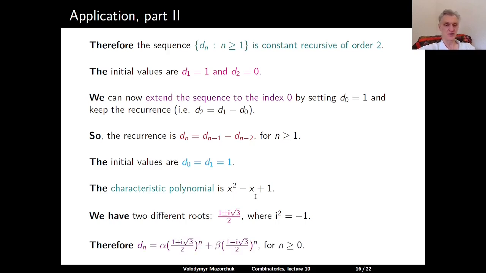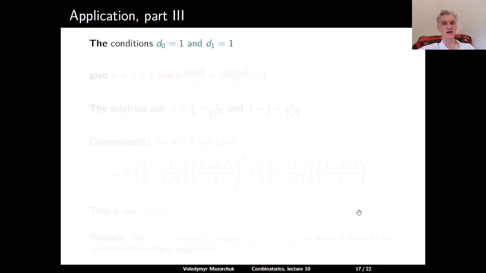And so from our general theory, d_n is equal to alpha times one of the roots of this polynomial to the power n plus beta times the other root to the power n for all n greater than or equal to 0. To determine alpha and beta, we use the conditions d_0 and d_1 are equal to 1. So the first condition gives us alpha plus beta is equal to 1, and the second condition gives us alpha times the first root plus beta times the second root is equal to 1.